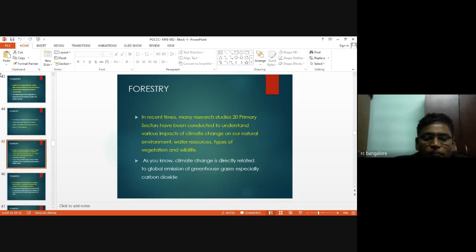In recent times, many researchers' studies have been conducted to understand various impacts of climate change on our natural environment, water resources, types of vegetation, and wildlife. As we know, climate change is directly related to the global emission of greenhouse gases, especially carbon dioxide.